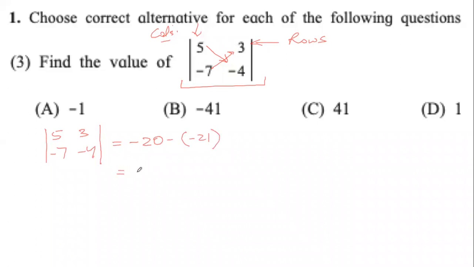Which is equal to minus 20 plus 21. Minus multiplied by minus is plus. Now minus 20 plus 21 is equal to 21 minus 20, which is 1. Therefore, our correct answer is D, 1.